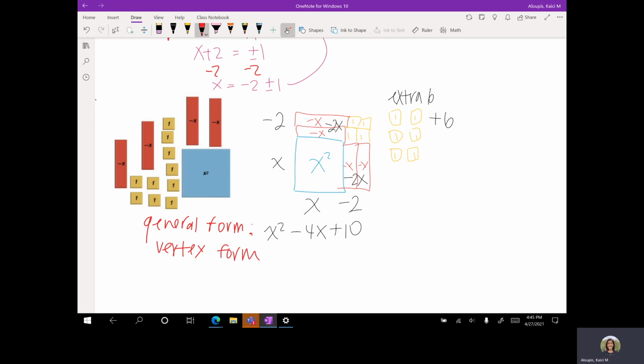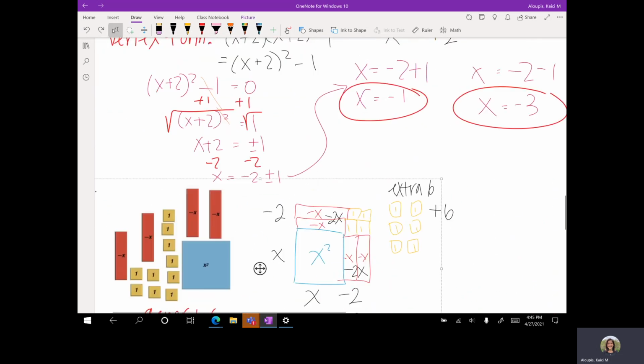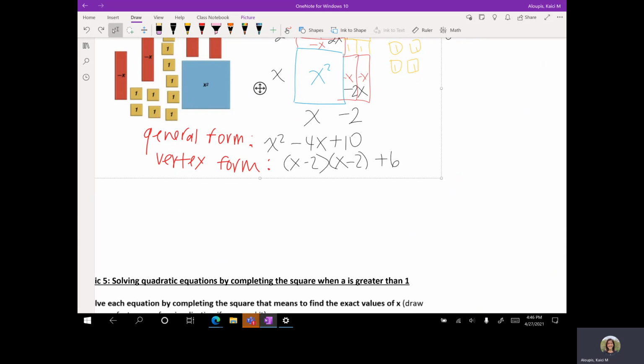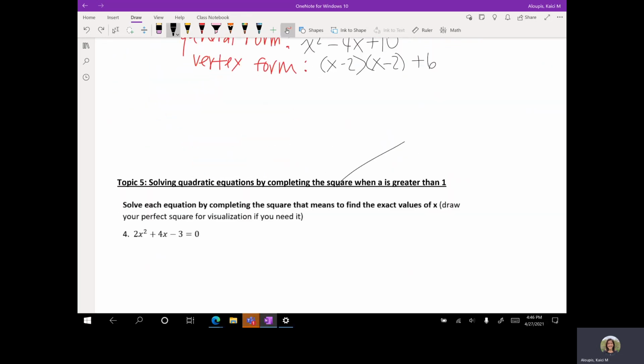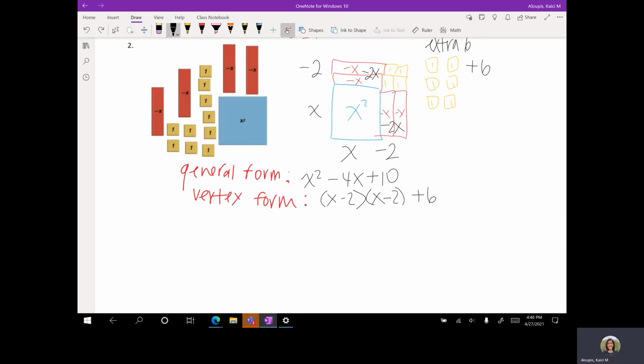remember, that's what's on the outside in the black that's being multiplied together to create what's on the inside. That's going to be the x minus 2 times the x minus 2 plus the additional 6 that I have outside here. Remember, before we were missing a tile, so we said subtract 1. Now we have all these extra tiles, so I'm adding them. And remember, the other way to write this is x minus 2 squared, add 6.